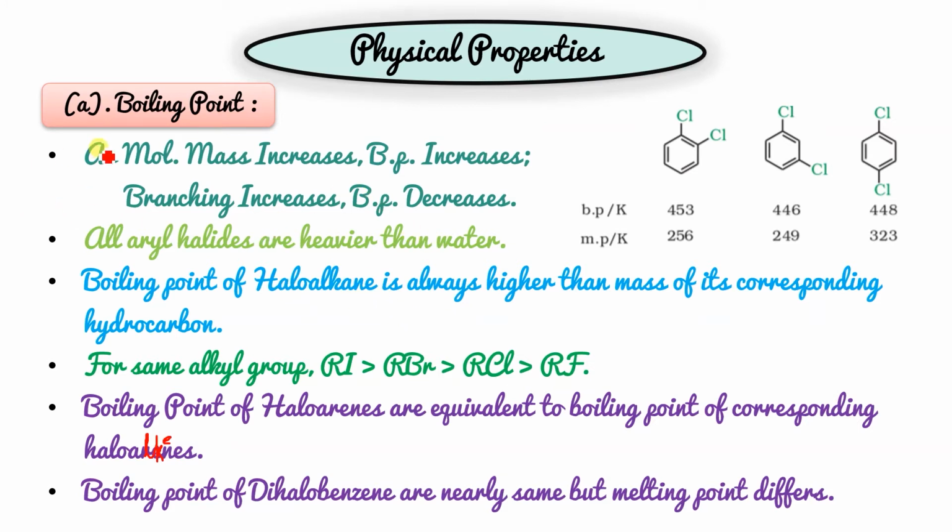We have to know that if you check the boiling points, they are almost the same: 453, 446, 448. It's not that much different. But if you check the melting point, the para will have the higher melting point because it fits into the crystal, so its melting will be difficult. Sometimes the question can be asked which one of these three has the higher melting point. Boiling point will never be asked for this, but melting point can be asked, and melting point is high because of this fit into the crystals.